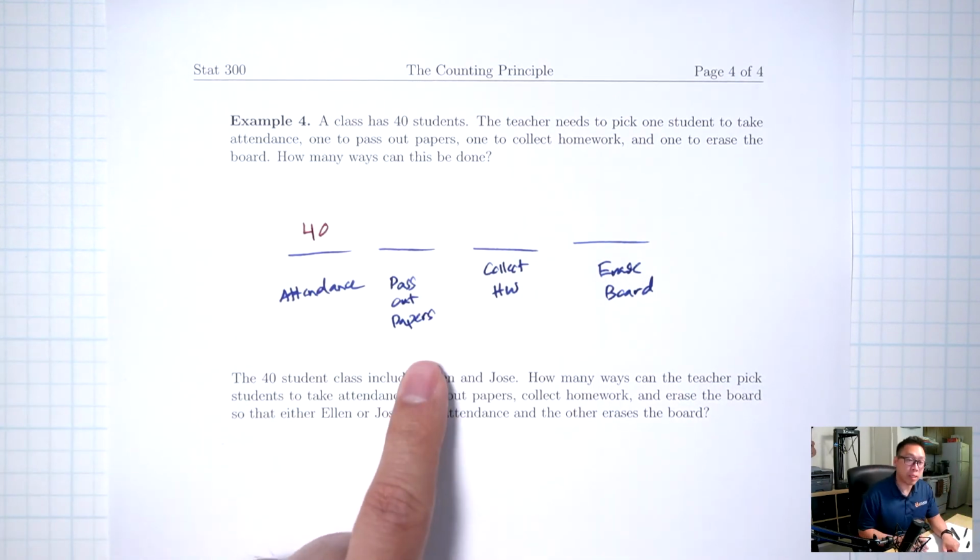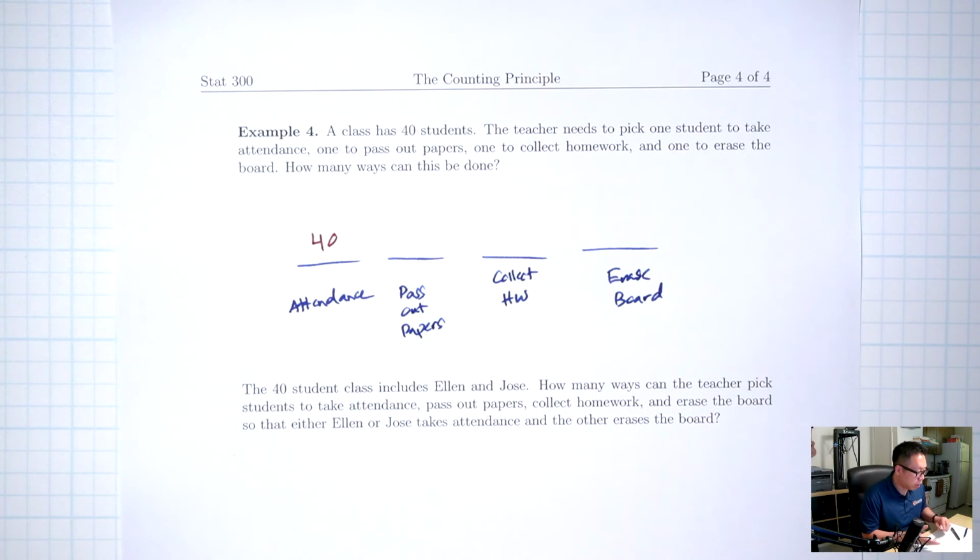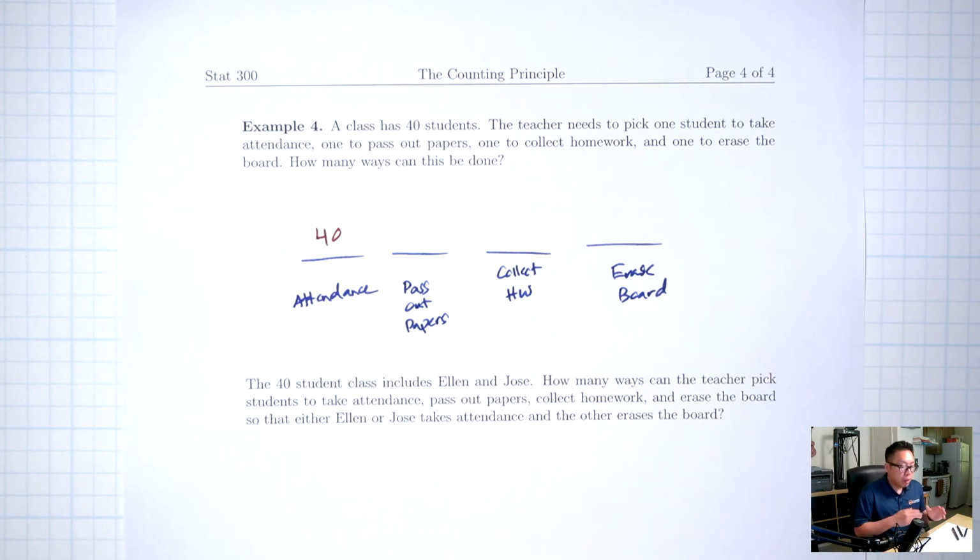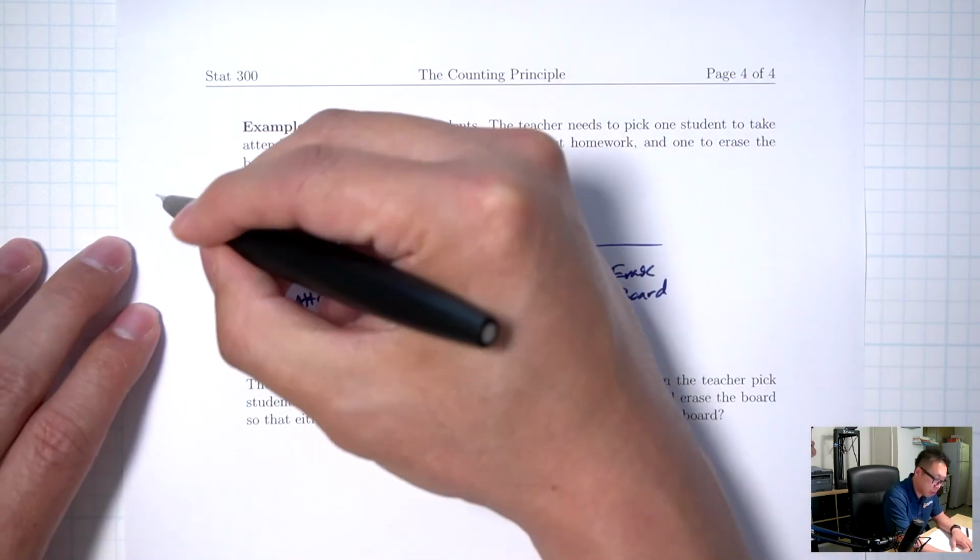Next, person who passes out paper. Now, in the last page, when we were talking about license plates and the password, the code, right? I told you to pay attention to whether you were allowed to repeat and whether you were not allowed to repeat. When we're talking about people, if it doesn't say anything, we're going to assume that we're not allowed to repeat. Okay, so talking about people here, it doesn't say anything, so we're going to assume that no repetitions are allowed. So no repetitions.